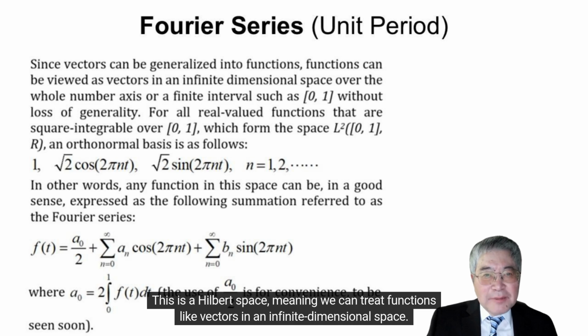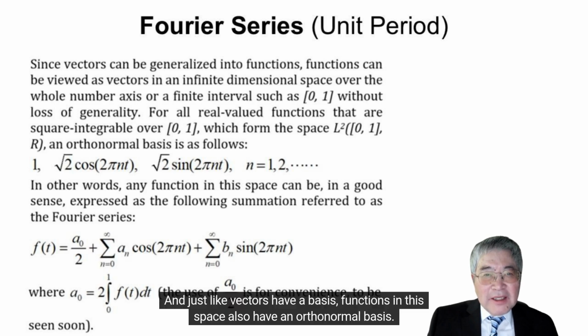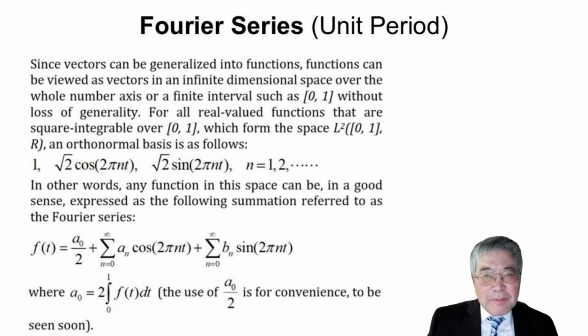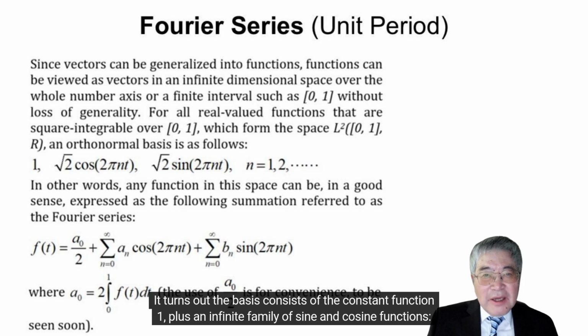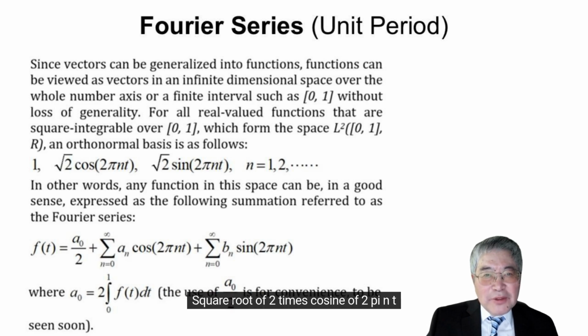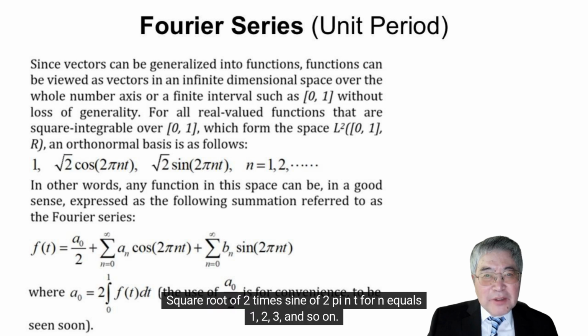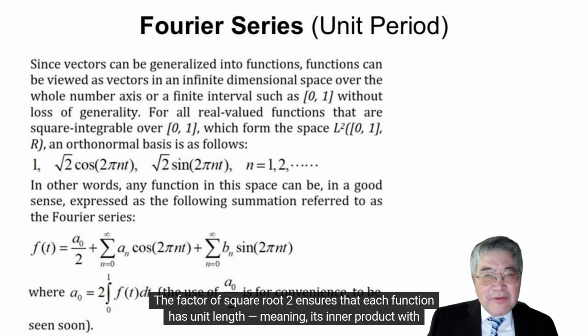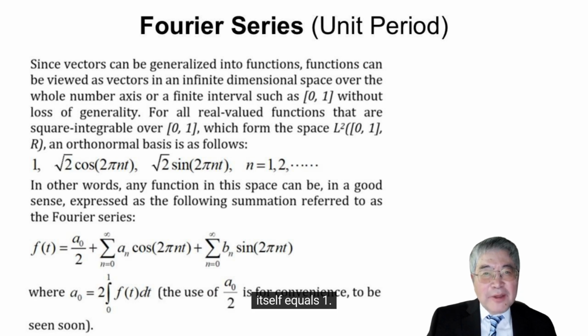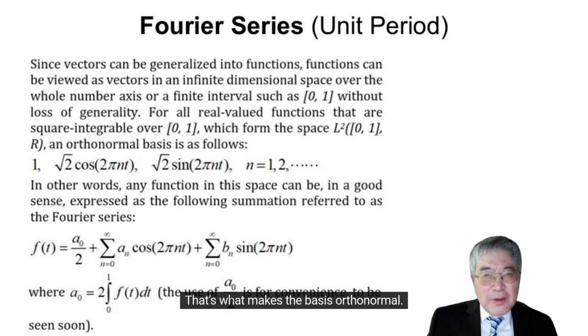This is a Hilbert space, meaning we can treat functions like vectors in an infinite dimensional space. And just like vectors have a basis, functions in this space also have an orthonormal basis. What does that basis look like? It turns out the basis consists of the constant function 1 plus an infinite family of sine and cosine functions. Square root of 2 times cosine of 2 pi n t. Square root of 2 times sine of 2 pi n t for n equals 1, 2, 3, and so on. The factor of square root 2 ensures that each function has unit length, meaning its inner product with itself equals 1. That's what makes the basis orthonormal.